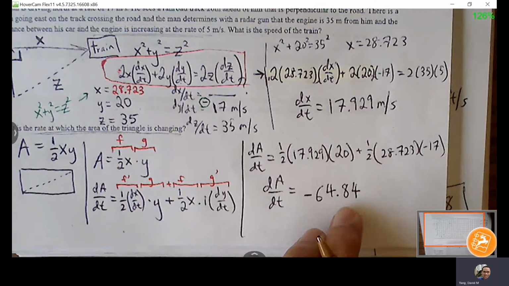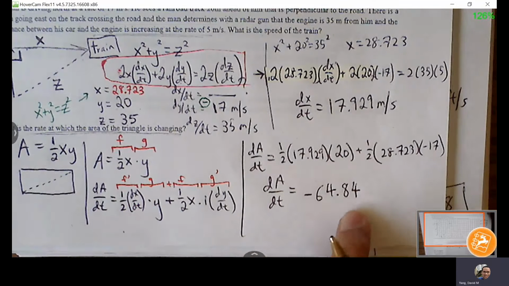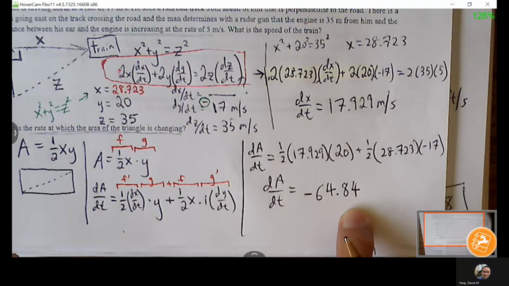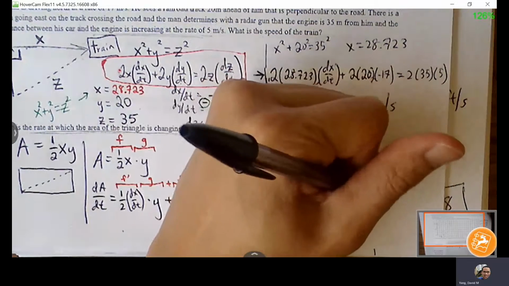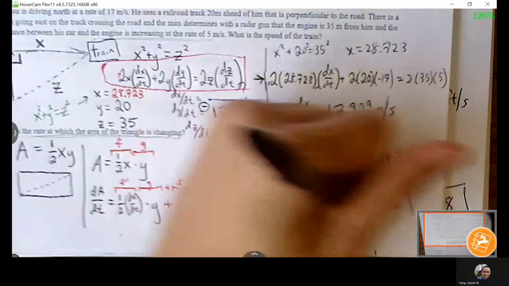Okay. So what's our unit of measure? Meters squared per second. Good. Meter squared is for area. Second is for time.